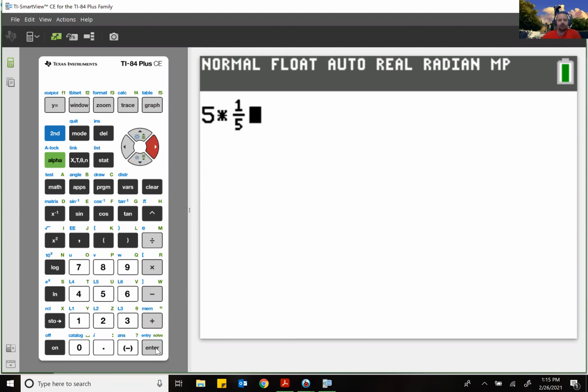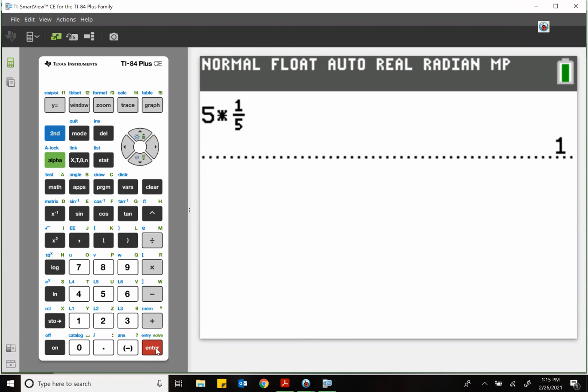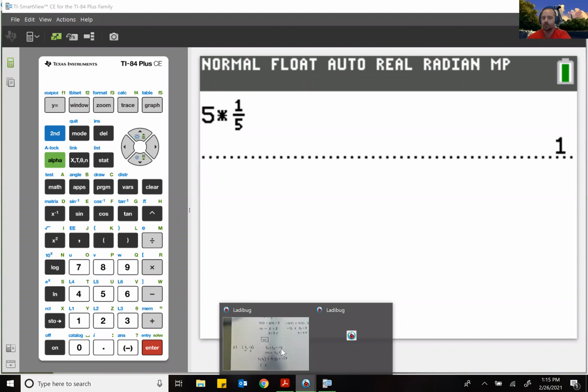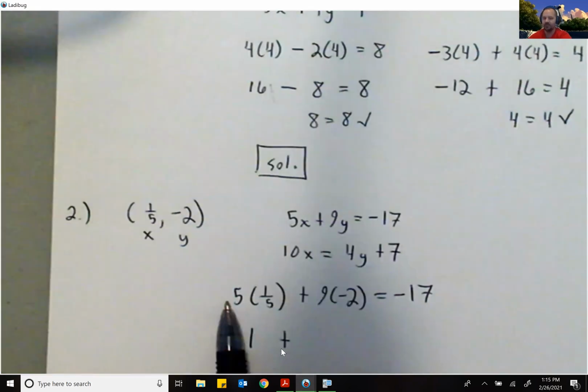And what do we get? 1. See, fractions aren't scary. We got a calculator. Fractions are no big deal. So we know that 5 times 1/5 is 1.